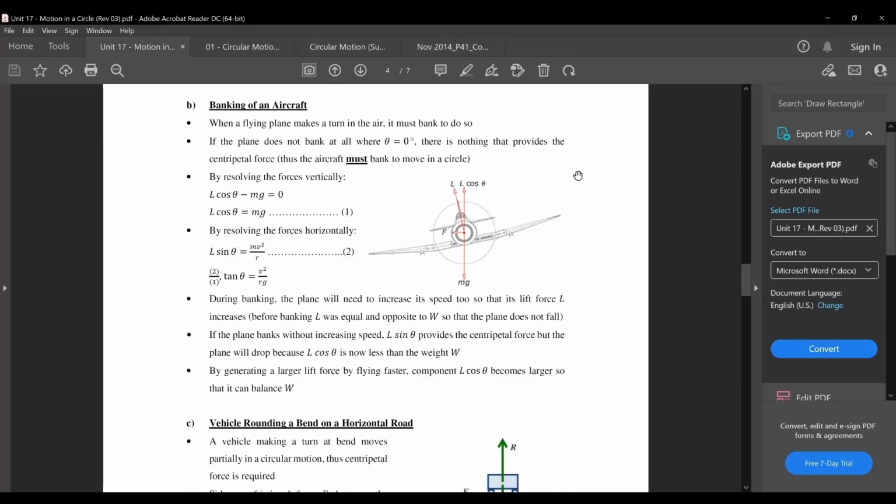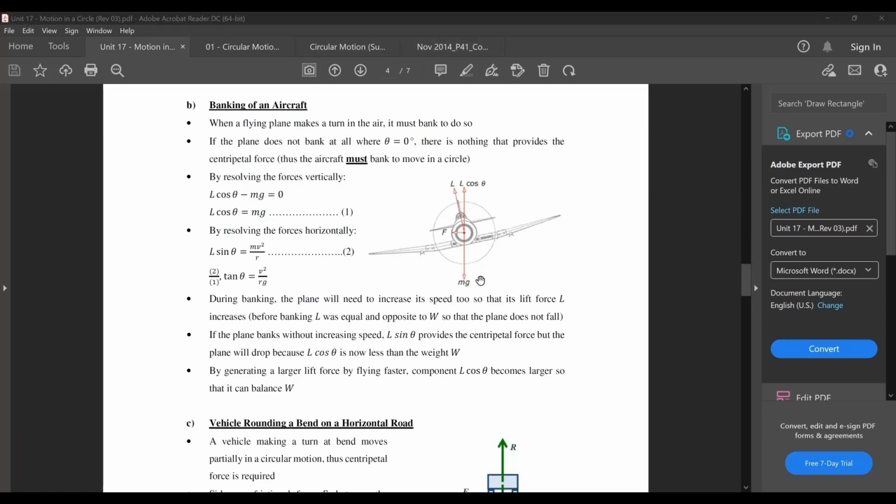All right, so if you move back to the notes under page 4, there are also other different cases where something moves in a horizontal circle. The first example we did was for a mass that is being swung in a horizontal circle when it's tied to a string. Now, there are also other things that can move in a horizontal circle. For example, when an aircraft is flying.